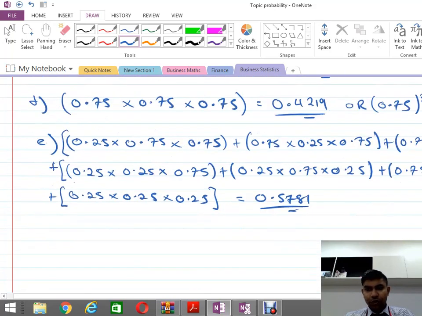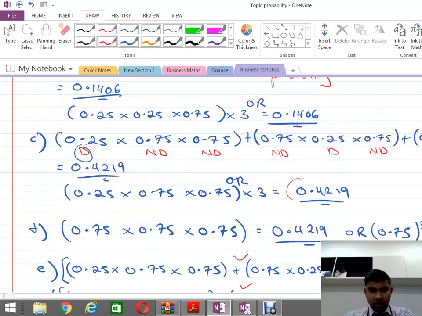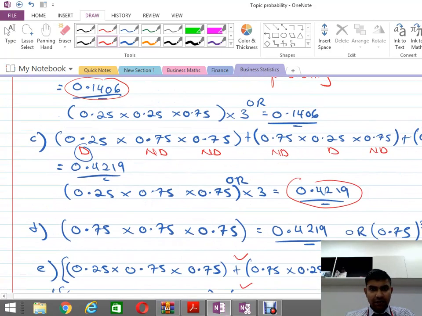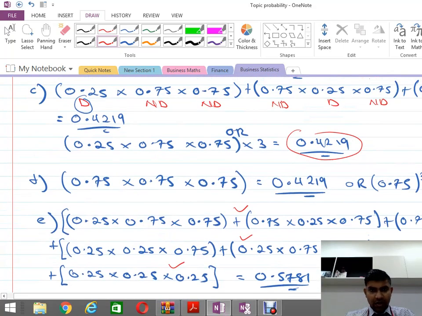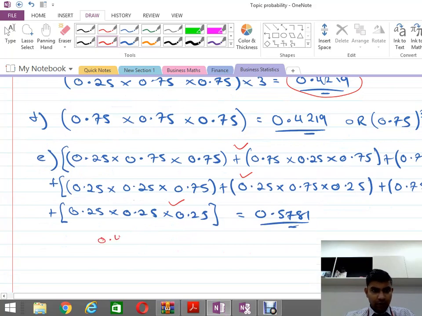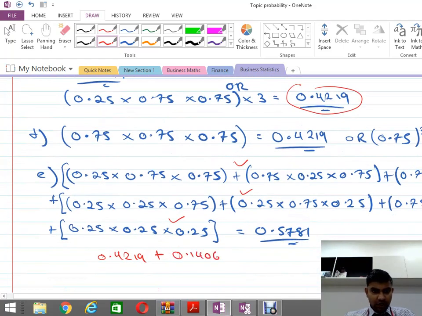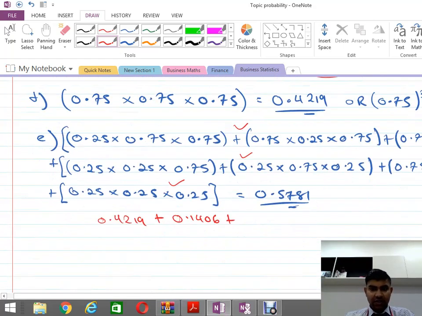Now if you think carefully, do you need to do this long way? No need, because you already have this answer, and this answer, and this answer. There you are. This is the one defective answer, this is the two defective answer, and this is the three defective answer. So you just have to put it in here. The one defective answer is 0.4219, plus 0.1406, plus the three defective answer, 0.0156. That will give you the same answer as well, and this is acceptable.